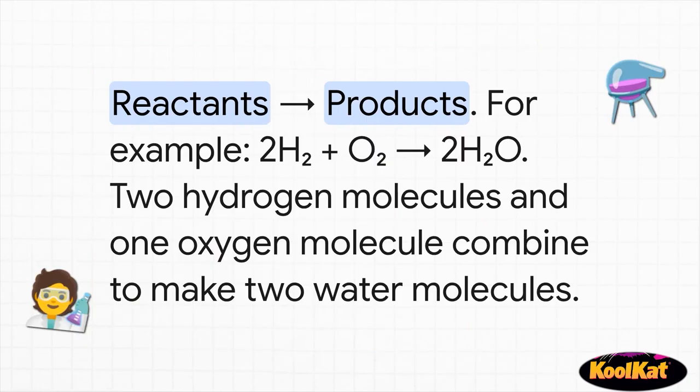So look at it this way. Everything to the left of that little arrow, those are your ingredients, your reactants. The arrow itself just means makes or yields. And then, bam, on the right side, you've got your finished product. So in this famous example here, you take some hydrogen, you mix it with some oxygen, and what do you get? You get water. Simple, right?